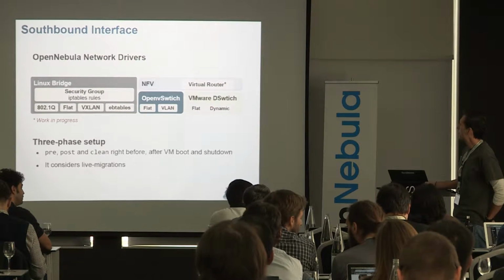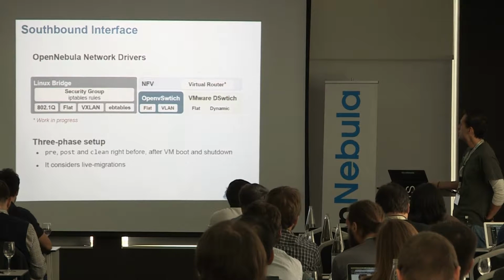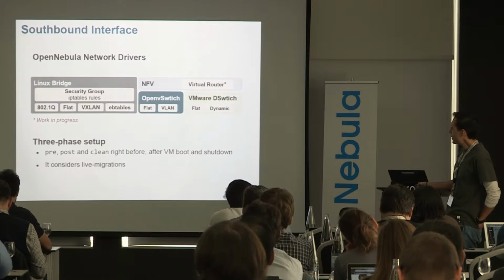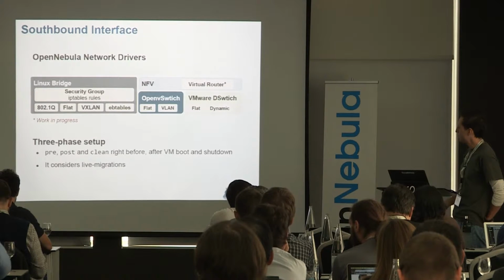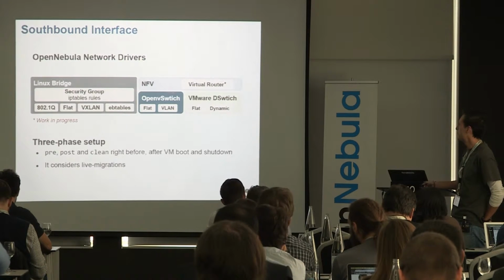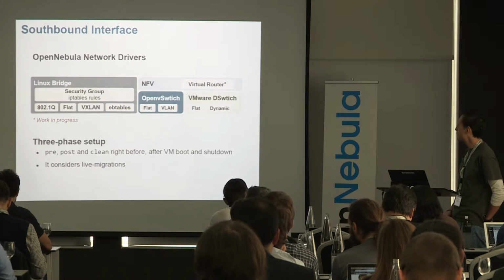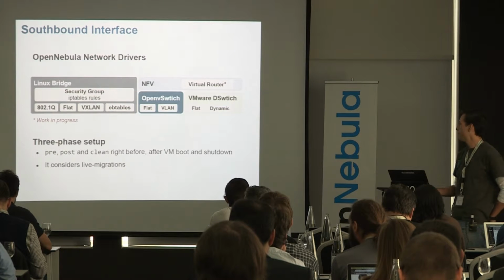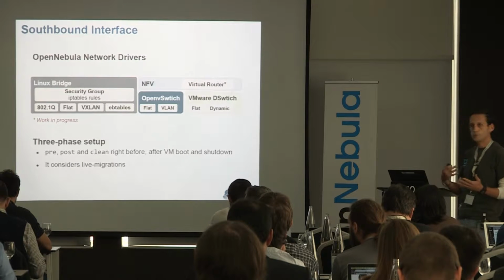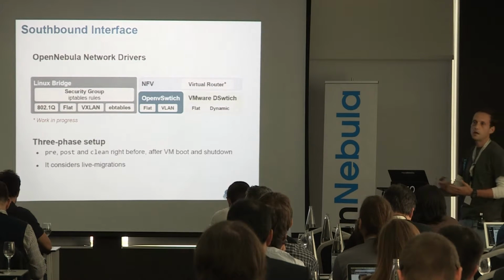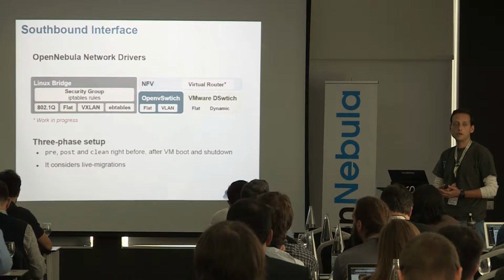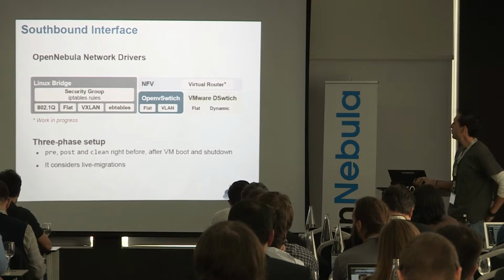And then we have a VMware distributed switch interface to set up VLANs in a flat or dynamic mode. Also, we are working on a kind of driver to interface with virtual routers. The idea is that from the virtual network definition, we interface with the network function virtualization appliances that we may deploy in the network to configure them.